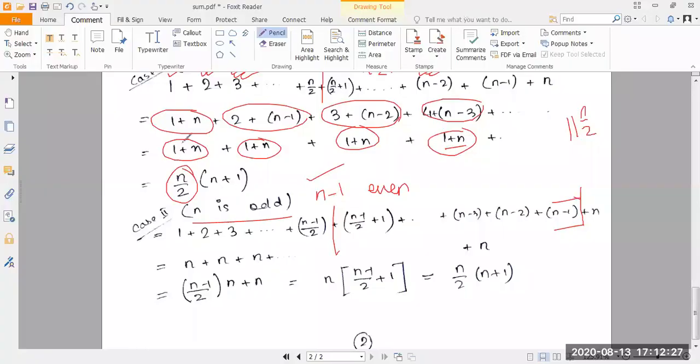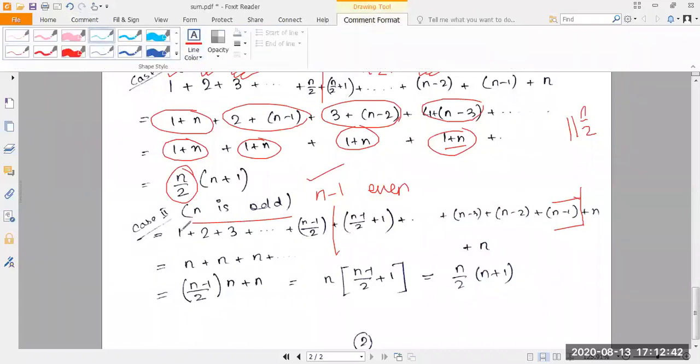Then again, I repeat the steps that I've done before. I take the first number and last number. I take the second number and the second last number. So if I do that, let's take a different color this time so that it'll be easier for you to understand. So let's take blue. I take the first number and the last number. So that's 1 plus n minus 1, which gives me n. Again, I take the second number and the second last number. So that's 2 plus n minus 2, which again gives me n. I'll take the third number this time and the third last number, which will give me 3 plus n minus 3, which is again n.